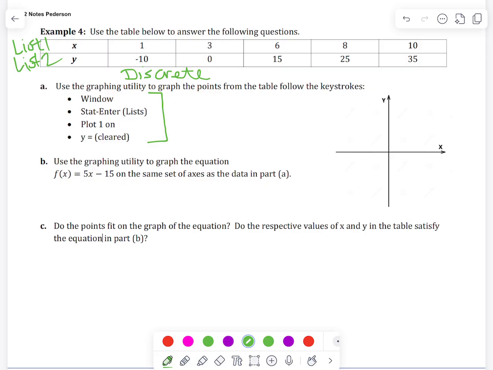And what your graph should look like when it's done is something like this. Then, in part B, you would graph y equals 5x minus 15 and see if you get those points to fall on the same line. Now, do the points fall on the same line? Yes, they do. Those points in the green fall on that function.